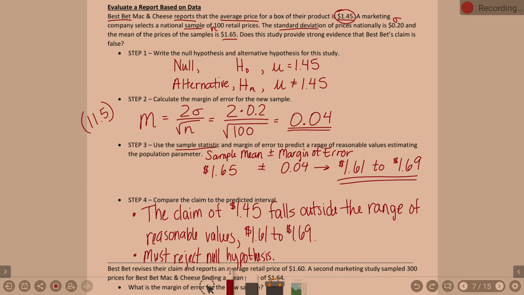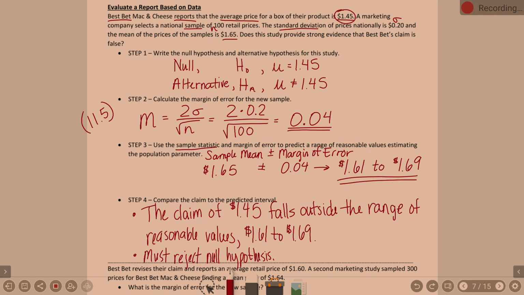Now, one more round here. Are we ready for the bottom part? Okay. The bottom part. Best Bet revises their claim. Reports an average retail price of $1.60 now. However, a second marketing study is also done. Sampled 300 prices for Best Bet mac and cheese, finding a mean price of $1.64. Now, it's not stated here, but we're sticking with the same standard deviation. I should have retyped that when I did that.